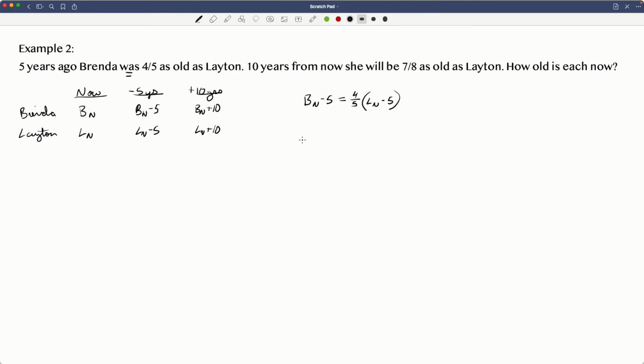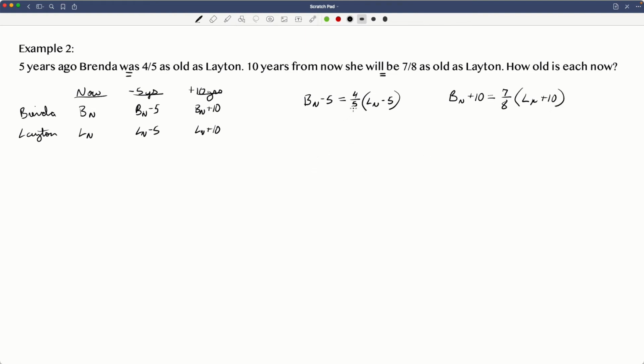Now let's look at the second statement for our second equation. 10 years from now. So that's this time period. She will be. Will be is the future form of the verb is. So that's going to be our equal sign right there. She is referring to Brenda. So that's going to be Brenda plus 10. So Brenda now plus 10 is equal to 7/8 as old as Layton. So Layton's in that same time period, LN plus 10. All right, so now we have our two equations.